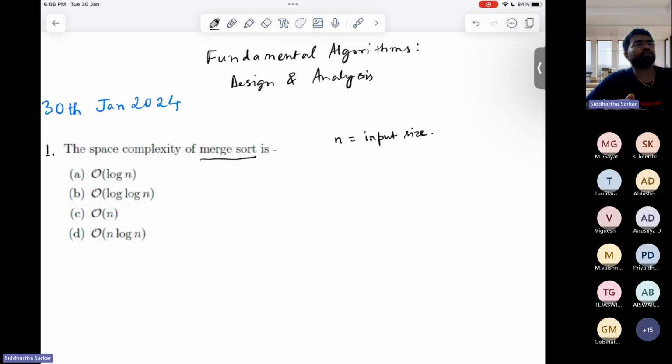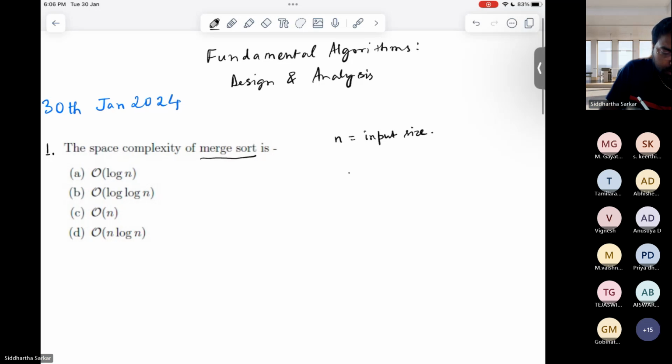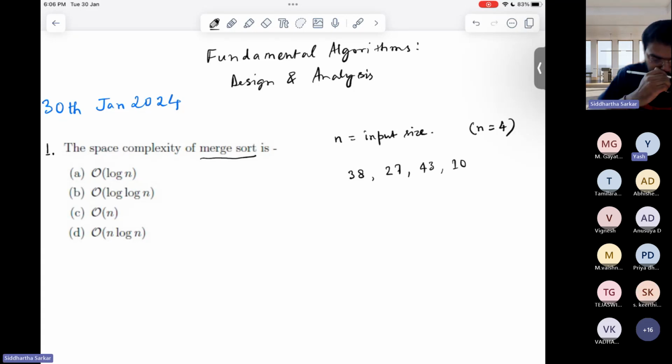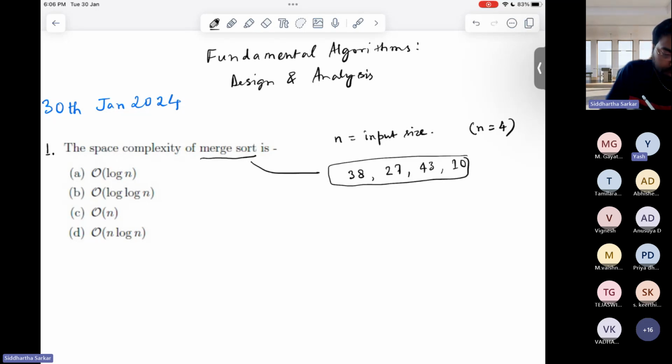So what is merge sort? So how does merge sort work? You have seen the videos, I believe. So let us take a few numbers and then we will apply merge sort on that. Let us say we are given these numbers to be sorted. So here n is equal to 4. And we want these numbers to be sorted using merge sort. So we want to apply the merge sort algorithm.